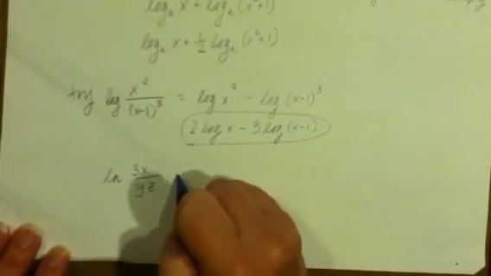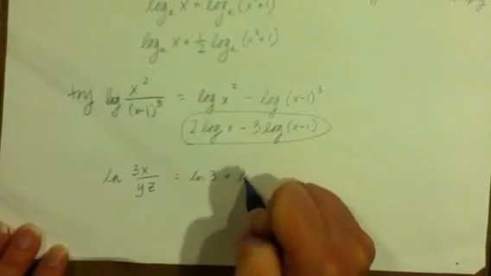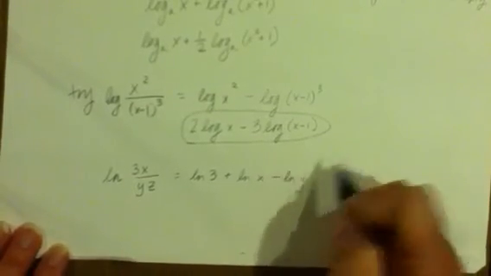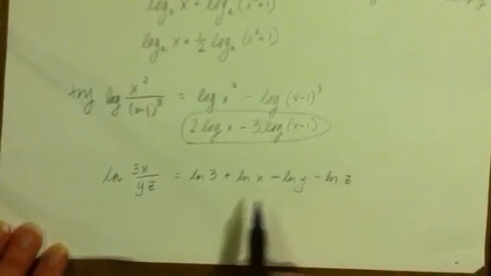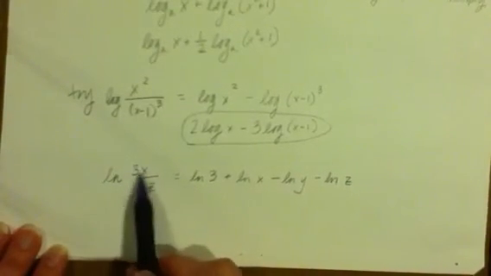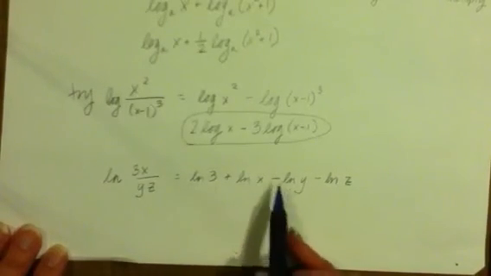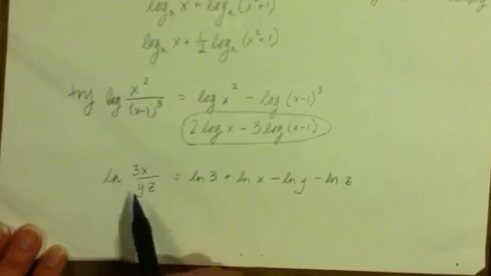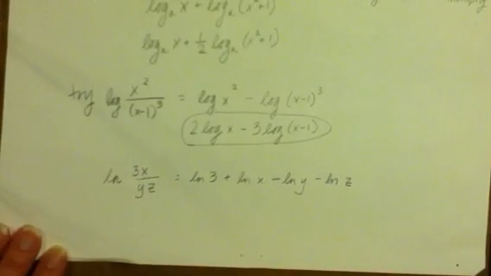Okay, so then we would have the natural log of 3 plus the natural log of x minus the natural log of y minus the natural log of z. So notice how everything that was on the top of the fraction is positive terms, and everything that was on the bottom of the fraction is negative terms. And I didn't put any exponents in this one that you would need to put the exponents out front, so it's good the way it is.